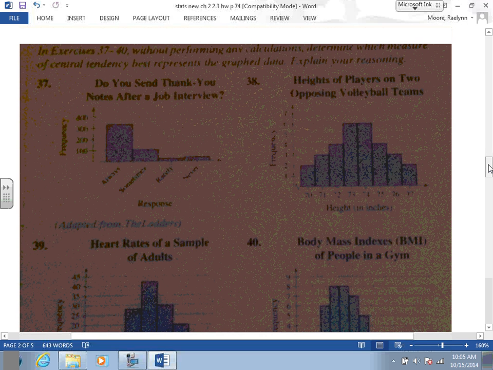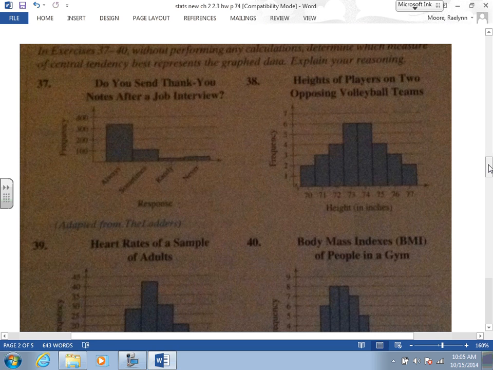37, these are nominal. There's no order to those, they're just the name of things. And you can tell this is not even a Pareto. They're nominal. So the only thing you can go by is your mode.